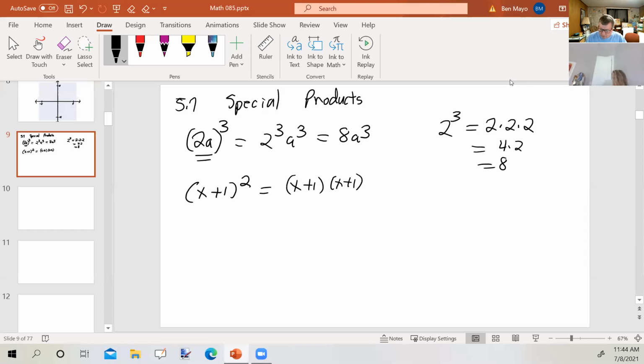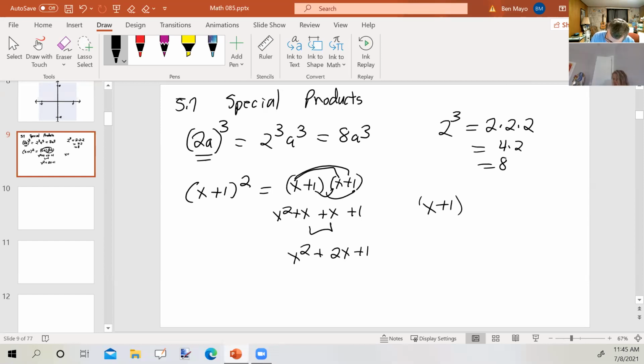Well, now we're going to FOIL those 2 binomials together. So we get x squared plus x plus x plus 1. Combining like terms, x squared plus 2x plus 1. Okay. I want to point out again, this is not equal to x squared plus 1 squared. So you can't do that because this is not a product. So you have to expand it into 2 factors of x plus 1 and then FOIL it together.